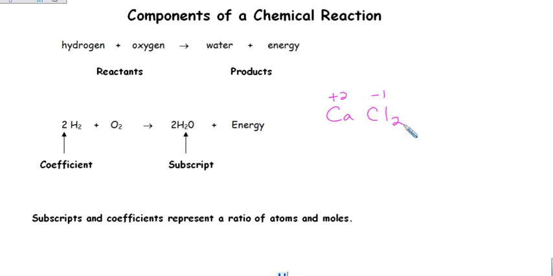There are different ways that you can read the coefficients. You could read it as a ratio of particles. So I could say 2 molecules of hydrogen react with 1 molecule of oxygen, producing 2 molecules of water, and that is totally acceptable. So these could be interpreted as a ratio of atoms, or in this case, molecules.